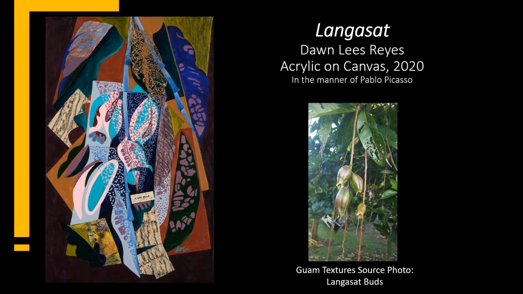In keeping with the concept of building new images, I did a line drawing of the photo of langasat buds that you see here. Then I cut it apart into shapes and reconstructed the pieces into a new composition. The collage elements are rubbings from trees and leaves, and I also put a real langasat leaf, which had been chewed on by insects, into the composition.